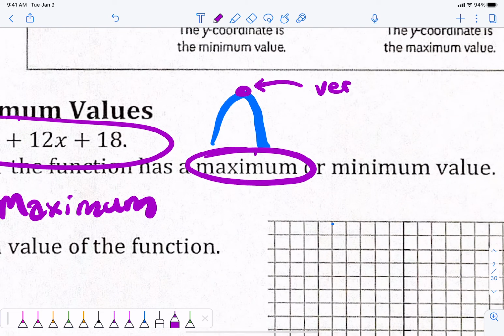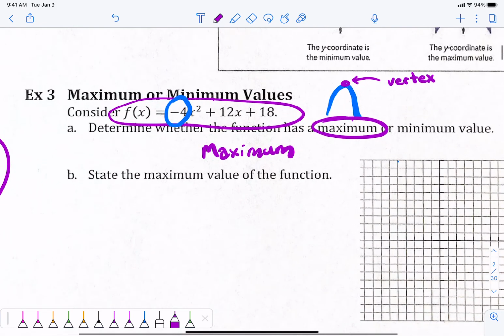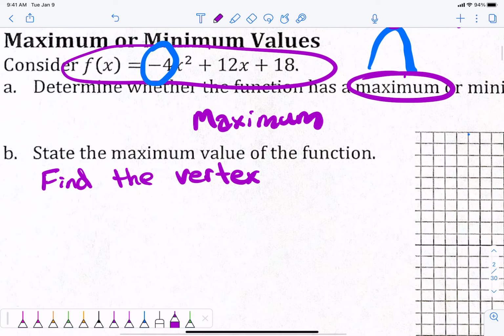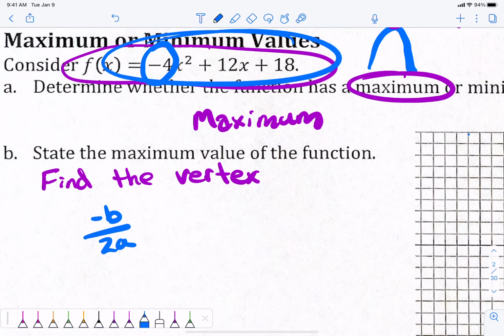The vertex, right? So on part B, where it says find the value of the maximum, it's just saying find the vertex. Okay, find the vertex. Reese just said, what's the equation for finding the vertex? Negative b over 2a. So let's list out a, b, and c for this function right here.